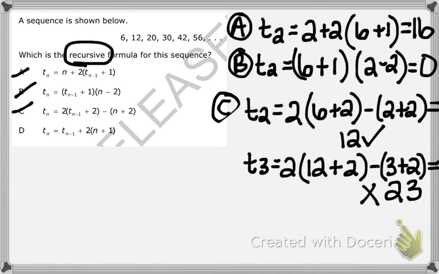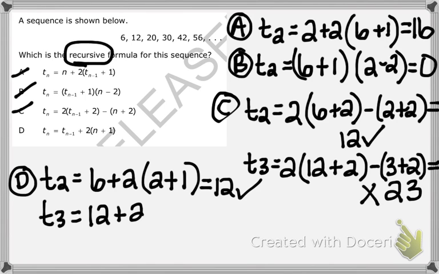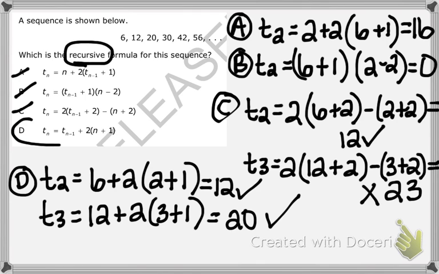Just for the purpose of checking behind ourselves, if I start with D, this is going to be t sub 2. So the previous term is 6, plus 2 times 2 plus 1. And we should have gotten 12 there, which is correct. And then the third term, just to check, make sure. The previous term this time is going to be 12, plus 2 times 3 plus 1. 3 plus 1 is 4. 4 times 2 is 8, plus 12, that's 20. So the only one that actually works is D.